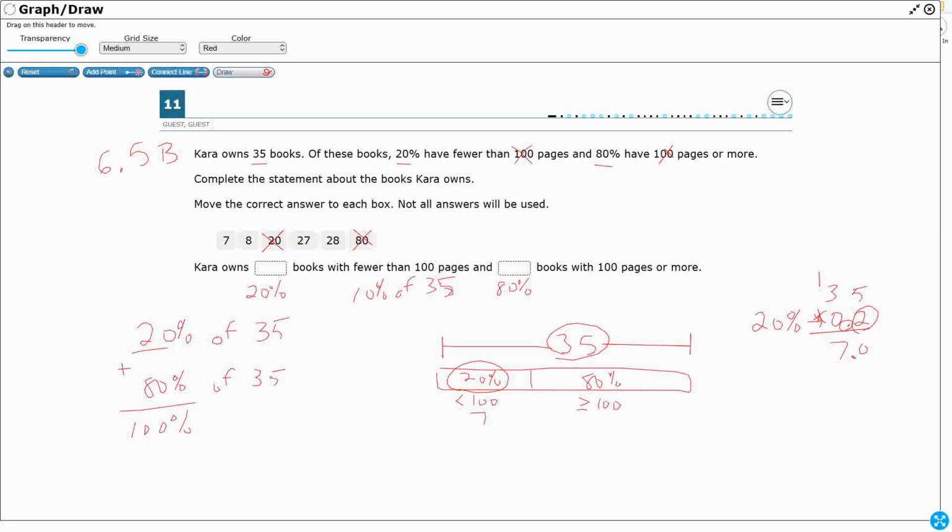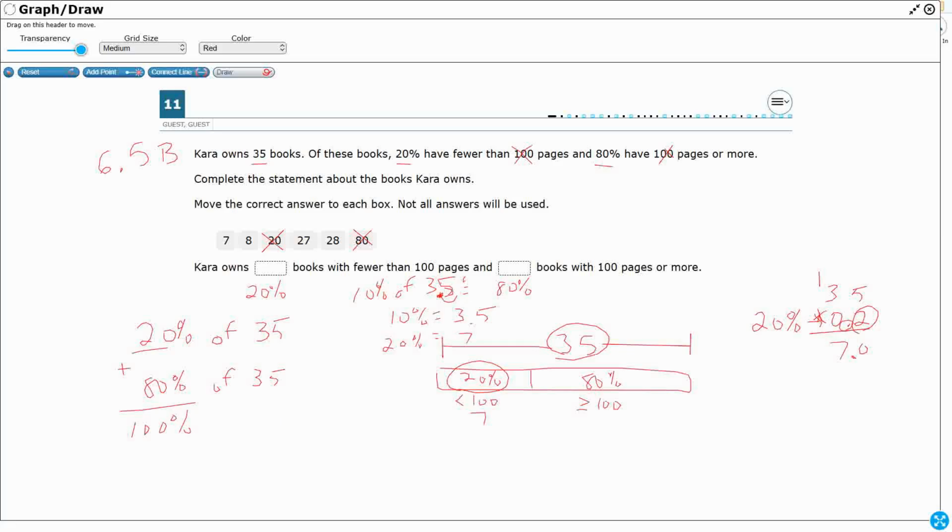That means we're basically dividing by 10. So we're going to take our decimal and move it in one time. So 10% of 35 equals 3.5. Now, how does that help me? Well, if 10% equals 3.5, then 20% is simply double that. Double 3.5, you get back to your 7.